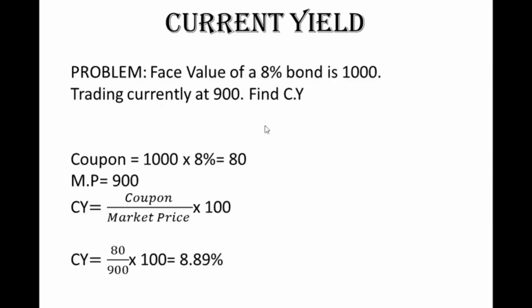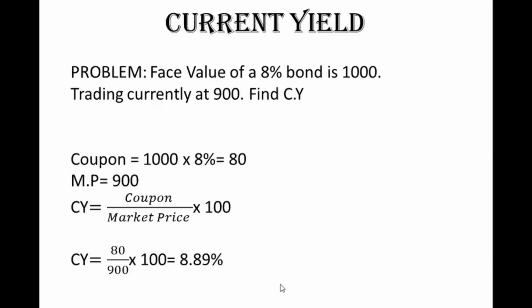We know it is trading currently at 900. What will be the coupon? The coupon will be on the face value, so it will be 1000 multiplied by 8%. So the coupon is 80. Let us substitute coupon 80, market price 900, and the whole multiplied by 100 is equal to 8.89%. So this is the current yield.